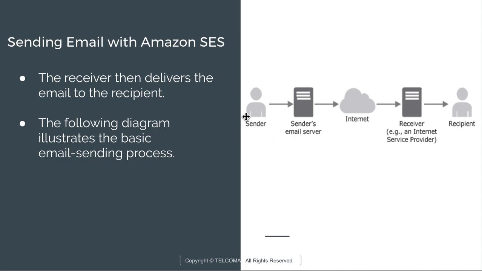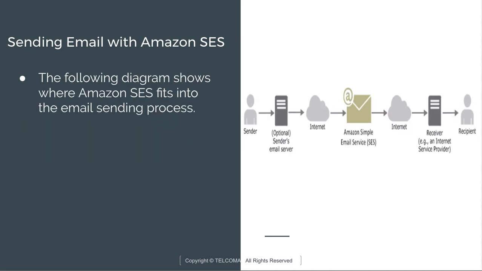So this is a sender and this is the sender's email server. The email is sent through the internet. After that it reaches a receiver and recipient. Now we have Amazon Simple Email Service. This is a sender. This is optional: the sender's email server. We have the internet, after that we have SES, Simple Email Service, then the internet, and a receiver, which is, for example, an internet service provider, and then we have a recipient.